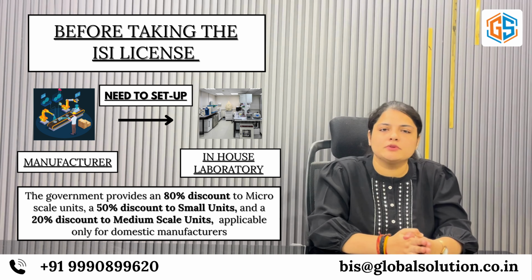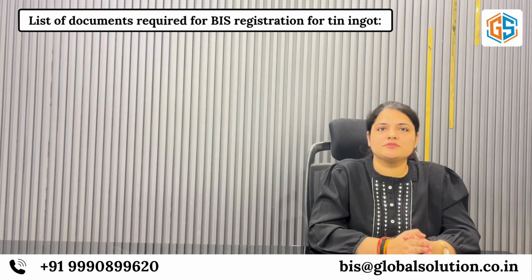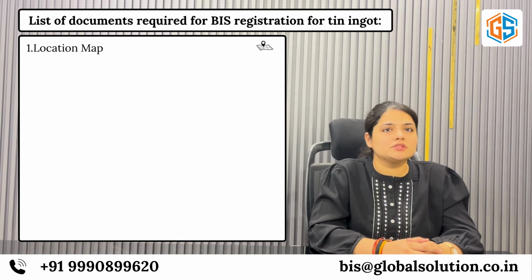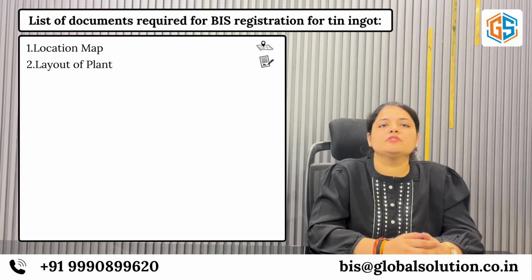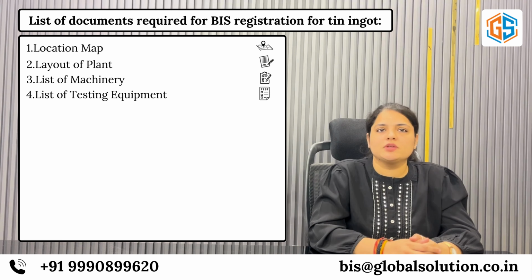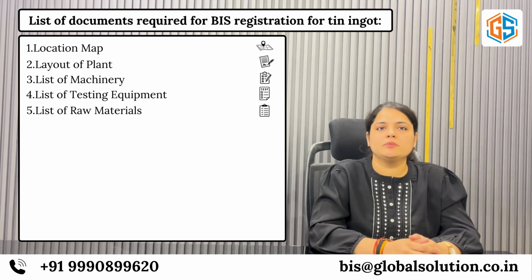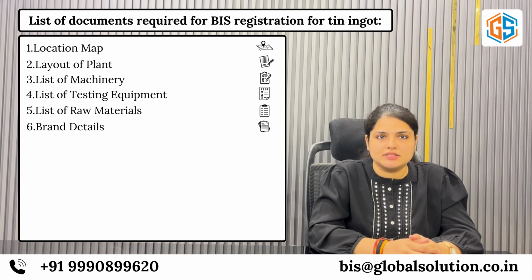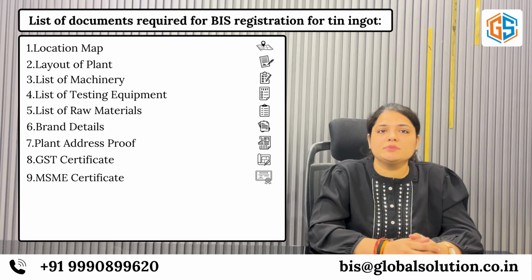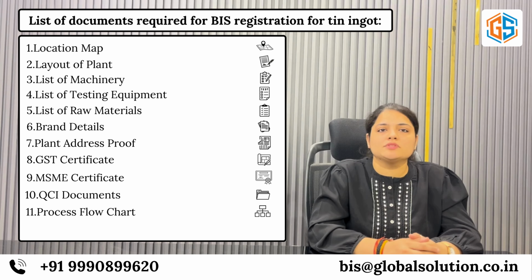only for domestic manufacturers. Now we will talk about the list of documents required for BIS registration for tin ingots. First, location map. Second, layout of plant. Third, list of machinery. Fourth, list of testing equipment. Fifth, list of raw materials. Sixth, brand details. Seventh, plant address proof. Eighth, GST certificate. Ninth, MSME certificate. 10th, QCI documents. 11th, process flow chart. 12th, PAN card of business owner.